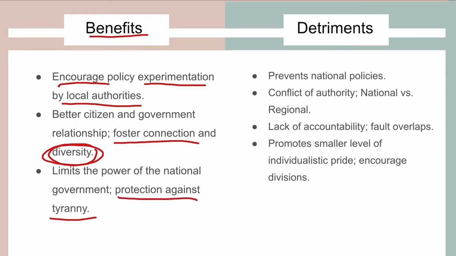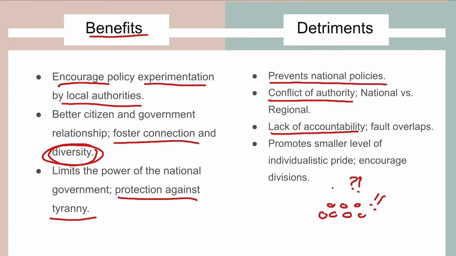And now the detriments. This system prevents national policies. There's conflict of authority when the national and regional governments fight for authority. And there's also lack of accountability. Since the subunit has its own power, its own system, everything would be more complicated and more layered. Thus, when something is actually wrong, you wouldn't really know who to blame because it's so layered. And it also promotes a smaller level of individualistic pride. It encourages divisions. So yep, that's it.